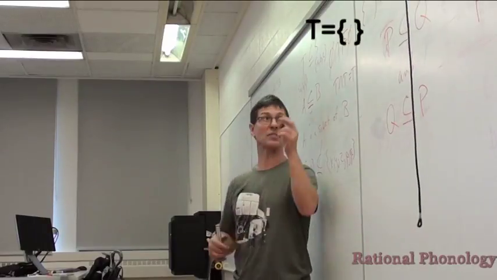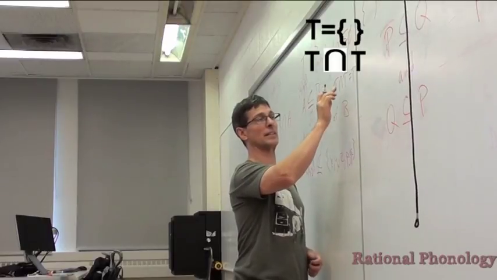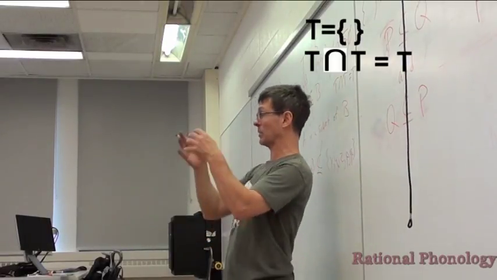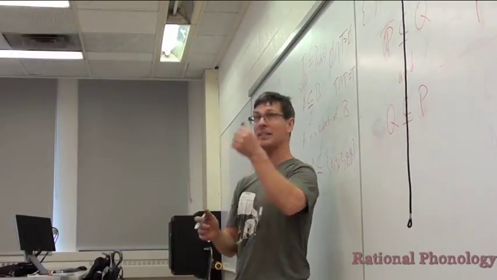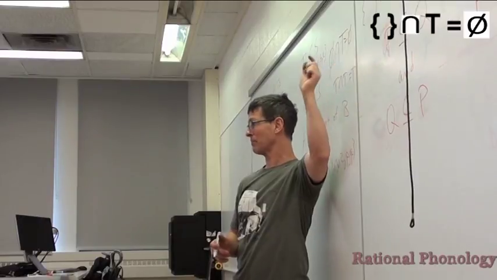Because if T is the empty set, then T intersect T is T, and the empty set intersected with the empty set is the empty set. That's one way. The other way is that the empty set intersected with anything is the empty set.